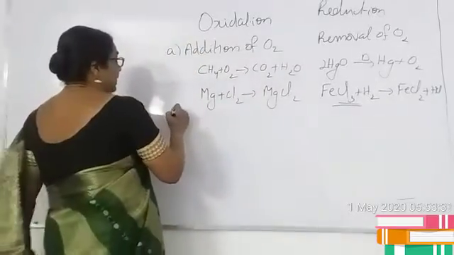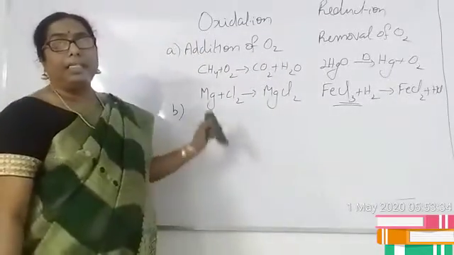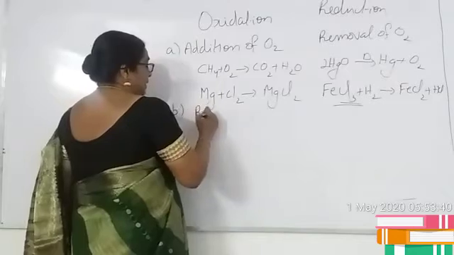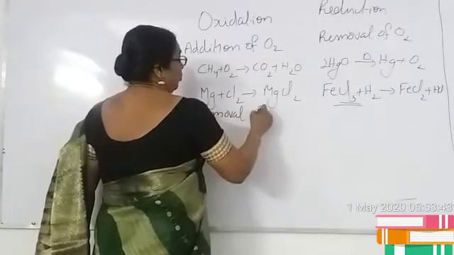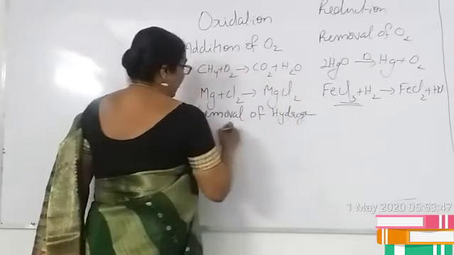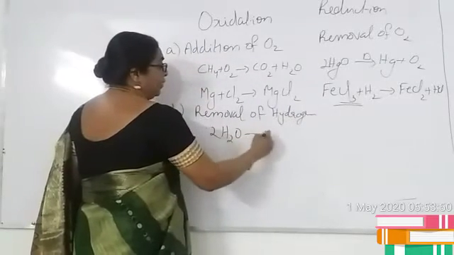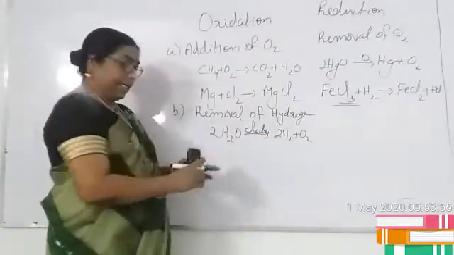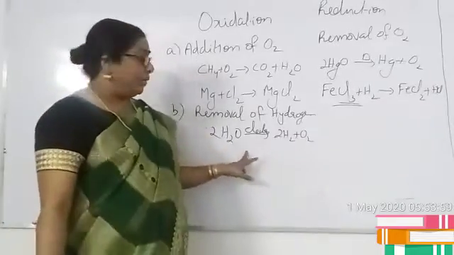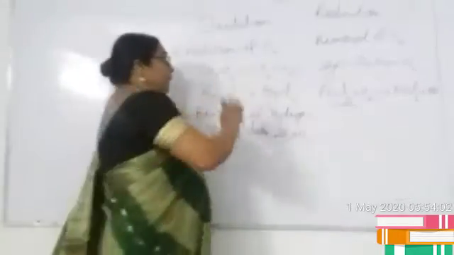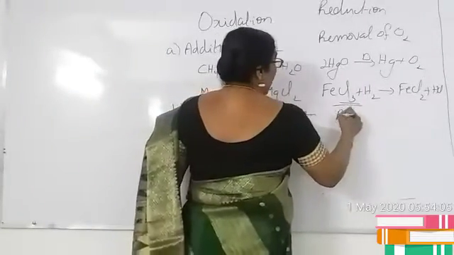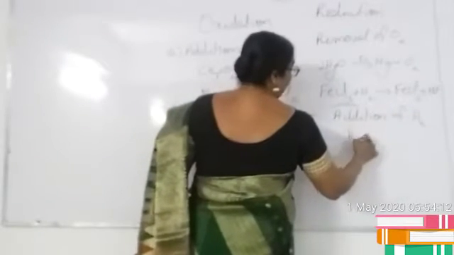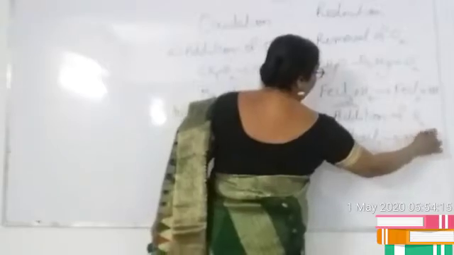Next, oxidation is also defined as the process which involves removal of hydrogen. For example, we can consider electrolysis of water. Water undergoes electrolysis and results in the formation of hydrogen and oxygen. Children, listen here. This is the process which involves removal of hydrogen, but reduction is considered as a process which involves addition of hydrogen. For example, hydrogen combines with chlorine and produces hydrogen chloride.